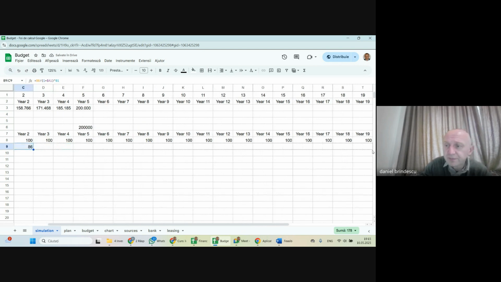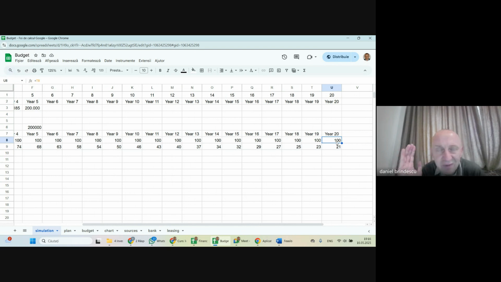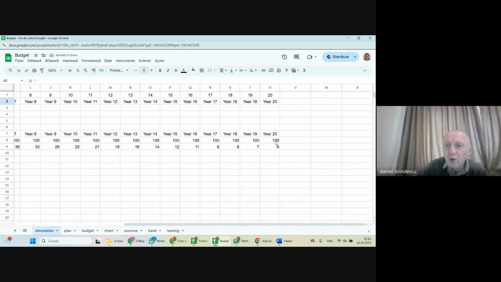And if you continue, you can see that 100 euros or monetary units generated in 20 years from now would really mean 21 today. And if we increase the rate of return, the discount rate, to 15%, the 100 monetary units that we would get in 20 years would be the equivalent of 6 monetary units today. So of course, much less important.